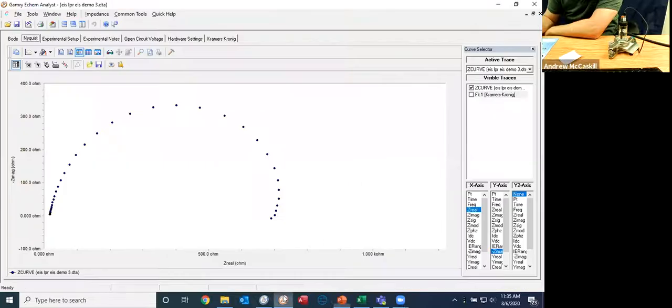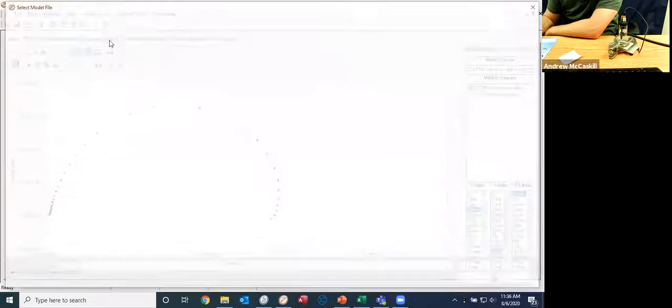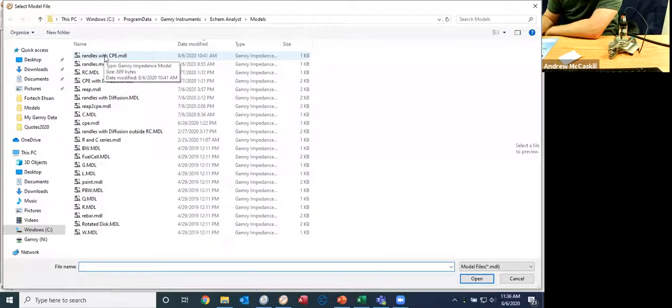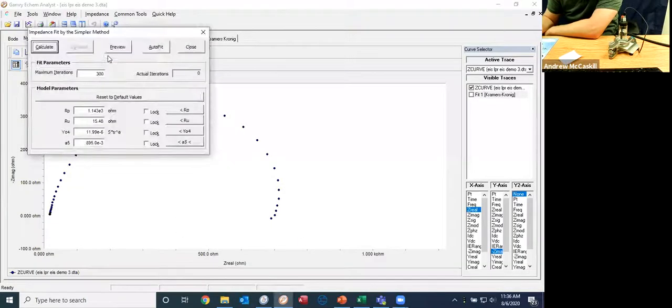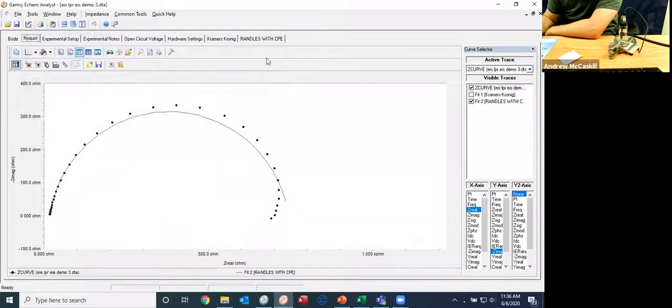Let's go back to the data here. So I'm going to use that model. And I have one right here, Randles with the CPE. It has some starting values right here. I'm going to auto fit these. And the data doesn't look too bad. So what we're going to do is close this. And you can see I'm a little shallow in the capacitance up here and that curl, but this is a pretty good fit overall.